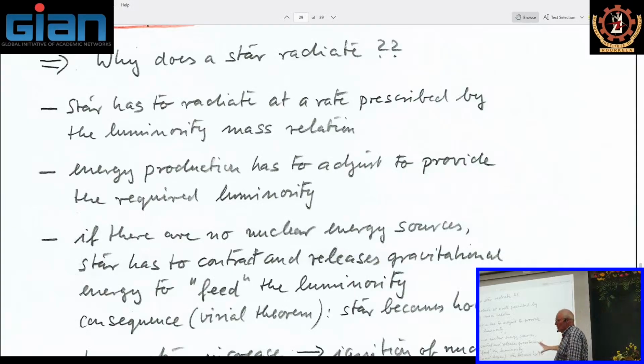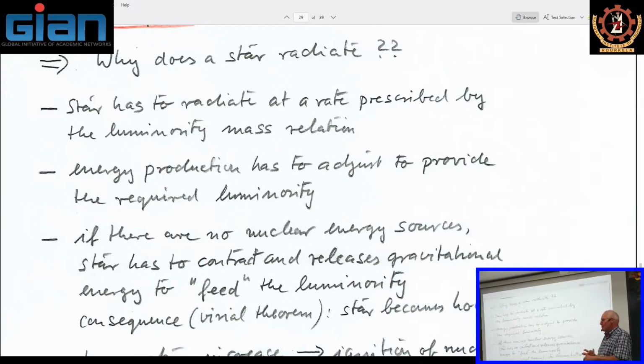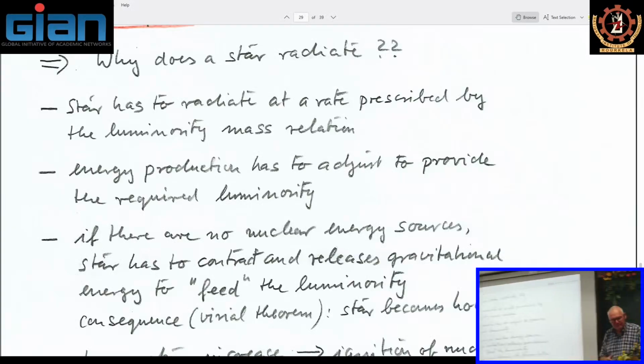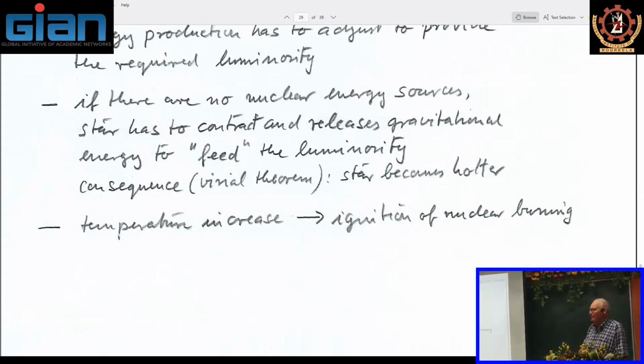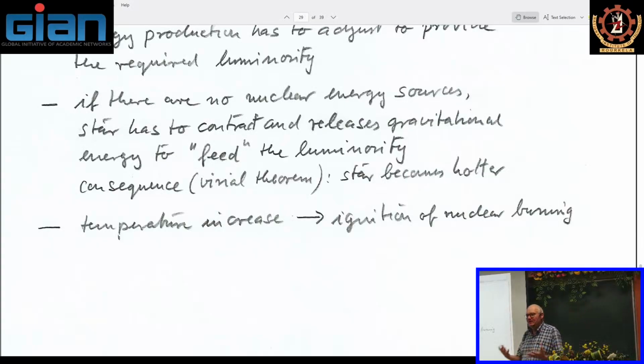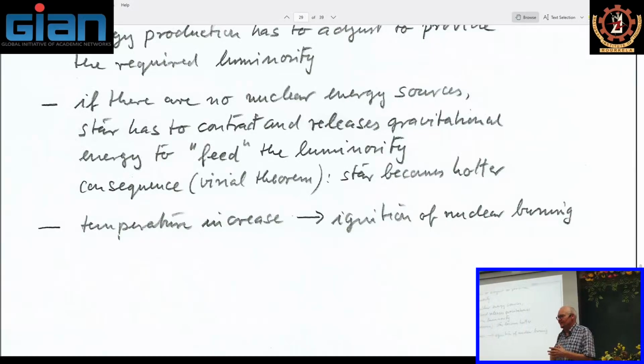So now we have the combination of these two phenomena, the mass-luminosity relation and the virial theorem. Well, what happens if the star becomes hotter? Then the temperature increase might lead to an ignition of the next nuclear burning stage. Yes?